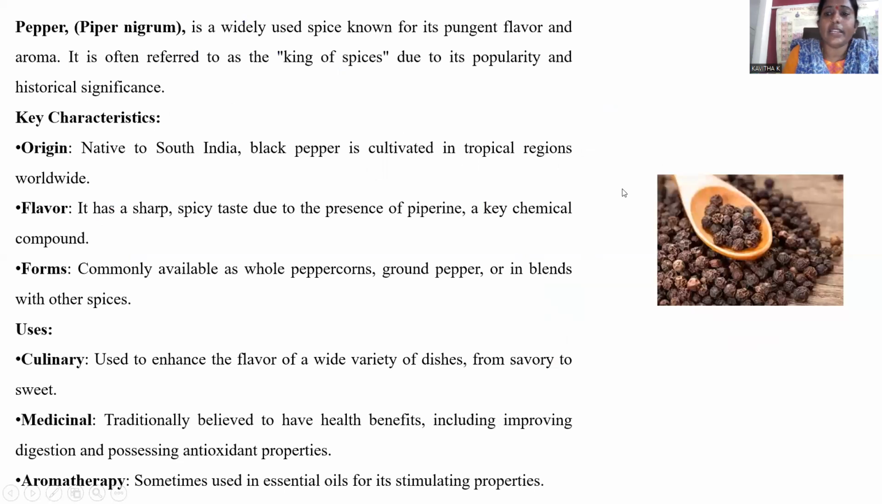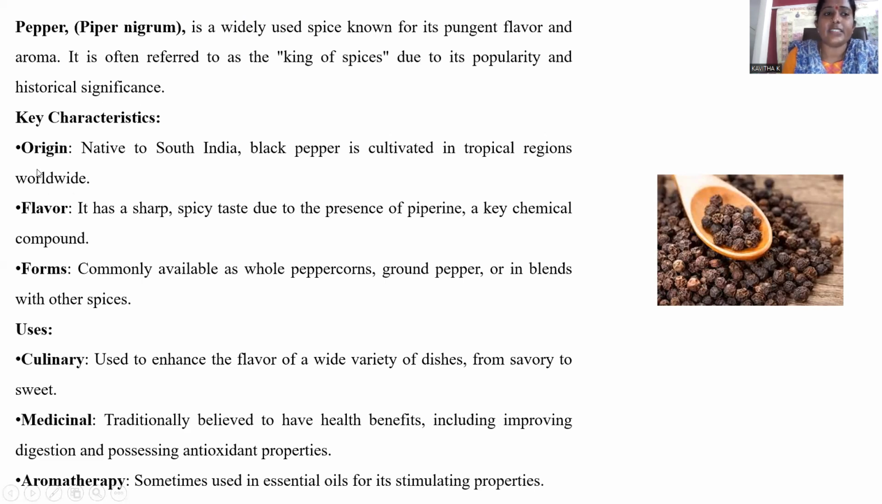Now we will go with the individual components. What is called pepper? Pepper, scientifically designated as Piper nigrum. This is the scientific name of pepper, and it is widely used as a spice. Pepper is the common spice used as a food additive, known for its pungent flavor and aroma. It is often referred to as the king of spices, right? King of spices, and it has historical significance.